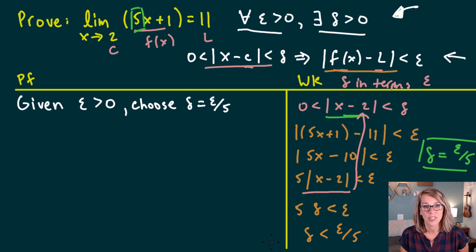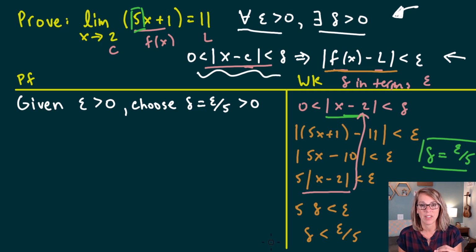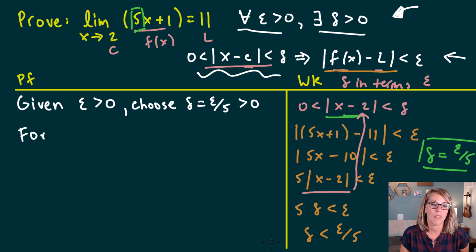We needed that to be greater than 0. Epsilon is greater than 0, so I know that this one is greater than 0 as well. As I'm working through my proof, I need to show that I can start with the delta statement and work my way to the epsilon statement. So I'm going to start with that delta statement. In terms of my problem, I really need this statement now.